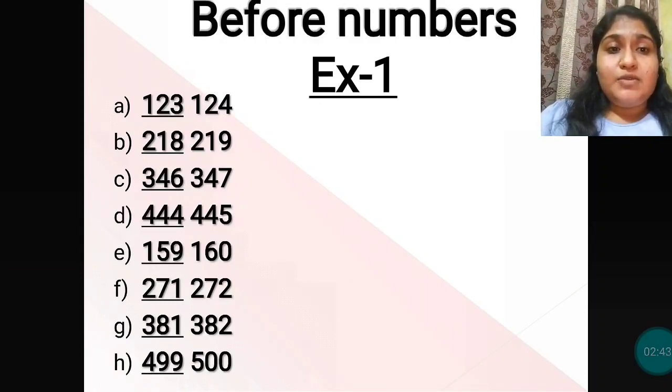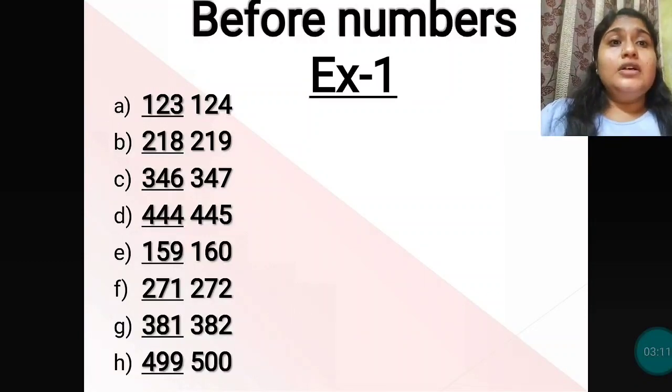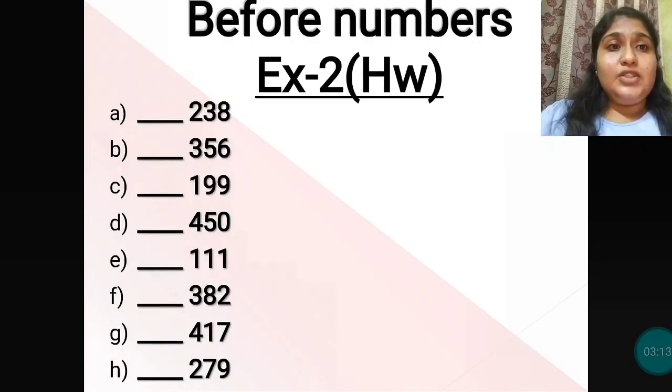272. What comes before 272? 271. Second last, 382. 382 से पहले क्या आता है students? 381. And the last is 500. So what comes before 500? 499. Yes. So students, these are the given numbers and in these blanks we have to write down the before numbers.